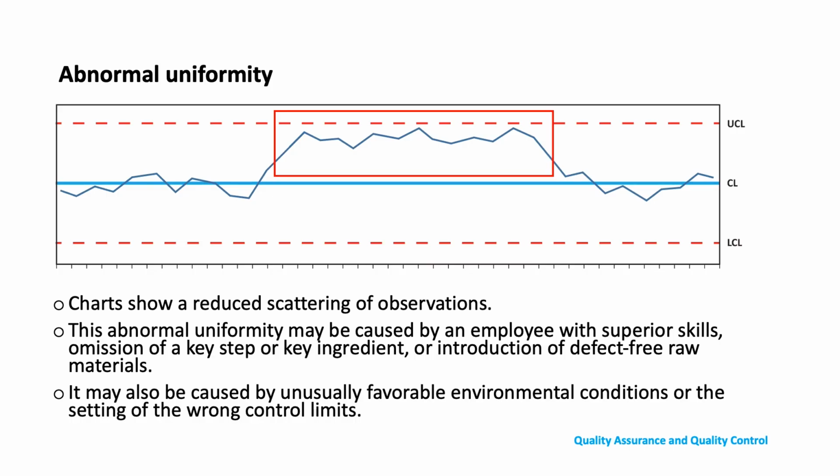This figure represents another pattern called abnormal uniformity. The measurements are all at high values with very small variations for a period of time. This abnormal uniformity may be caused by an employee with superior skills or indicate that a key ingredient was not added. The pattern might also be caused by environmental conditions, or the wrong control limit was set. Every time a pattern is identified, the root cause needs to be found and corrected.